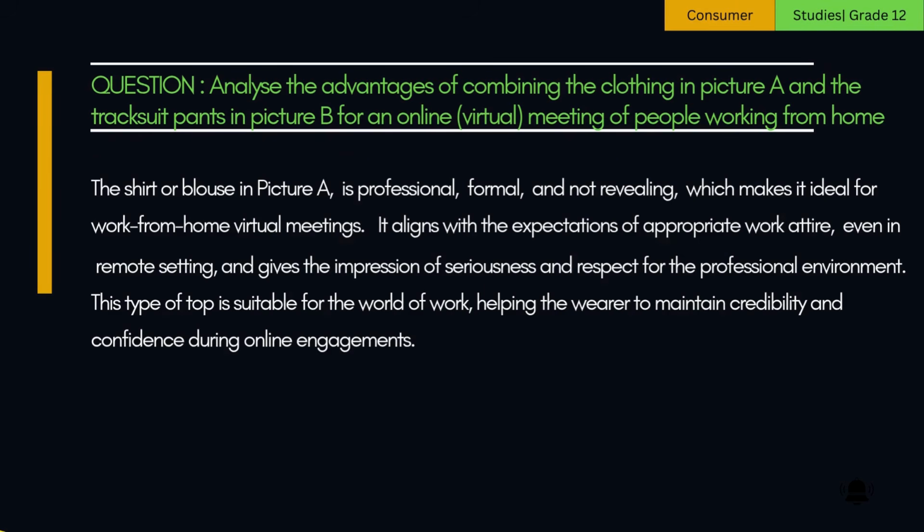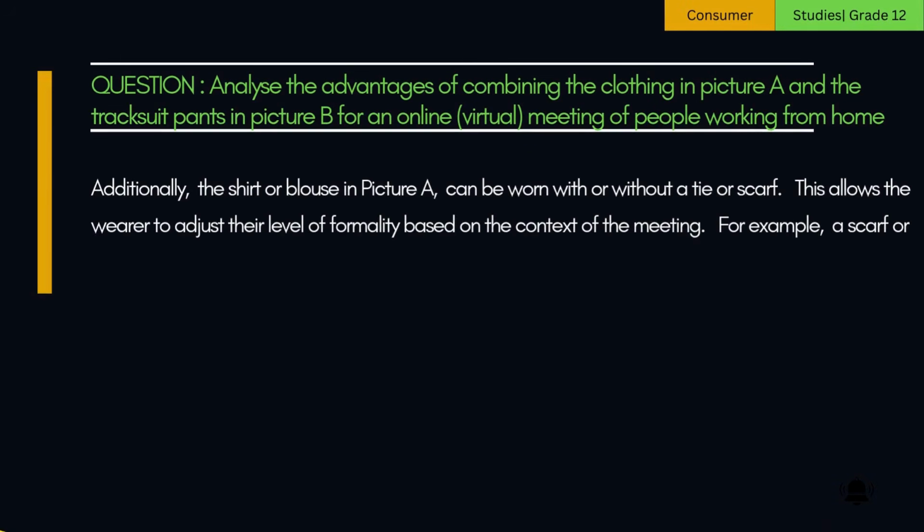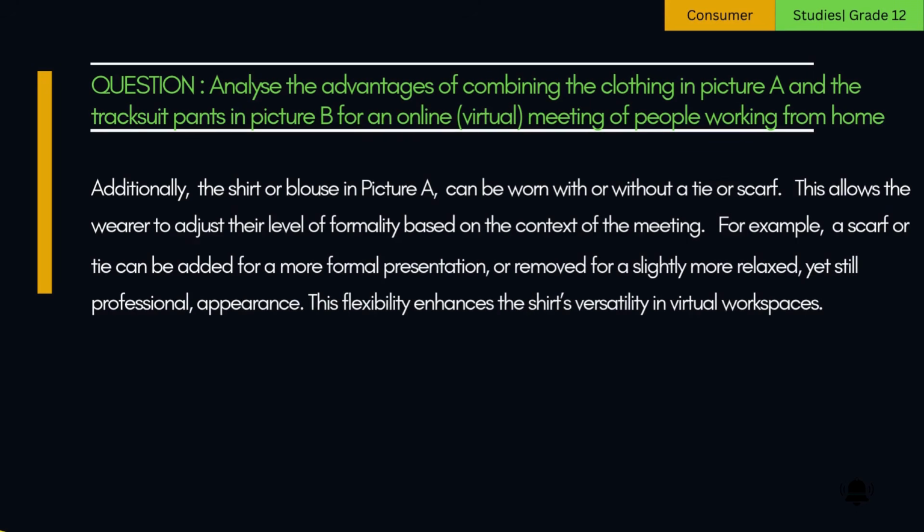Additionally, the shirt or blouse in Picture A can be worn with or without a tie or scarf. This allows the wearer to adjust their level of formality based on the context of the meeting. For example, a scarf or tie can be added for a more formal presentation, or removed for a slightly more relaxed, yet still professional, appearance. This flexibility enhances the shirt's versatility in virtual workspaces.